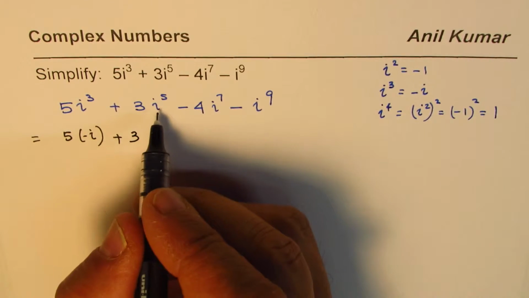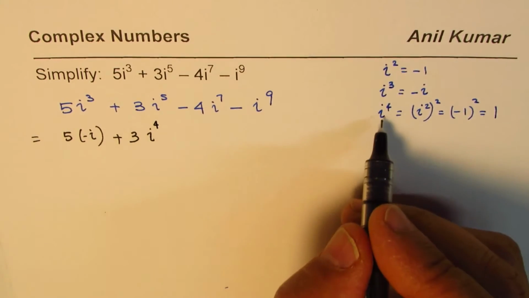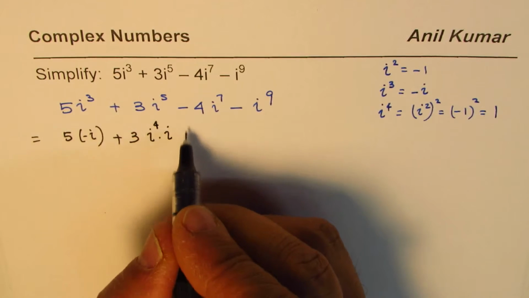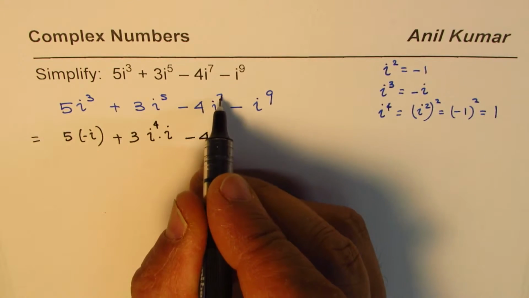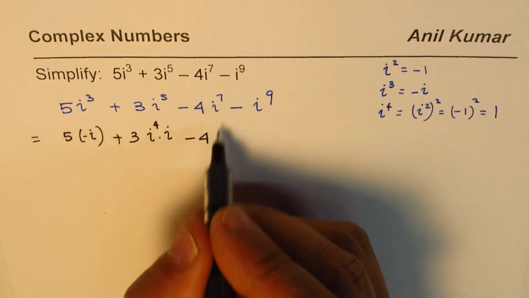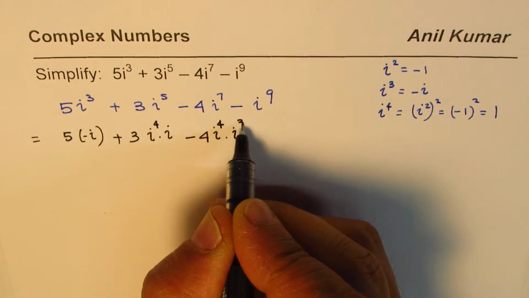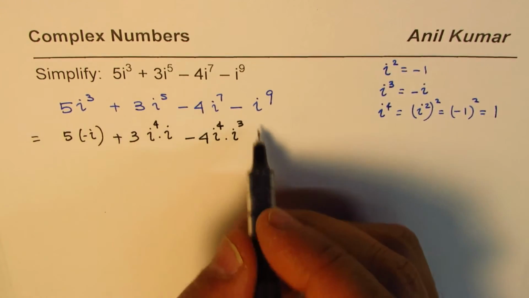Now it's good practice to write i to the power of 5 as i to the power of 4 times i, since i to the power of 4 is 1. Does it make sense to you? Okay. The next one here is minus 4 i to the power of 7. So I'll write i to the power of 7 as i to the power of 4 times i cubed. Now i cubed is minus i. I'll do it in the next step.